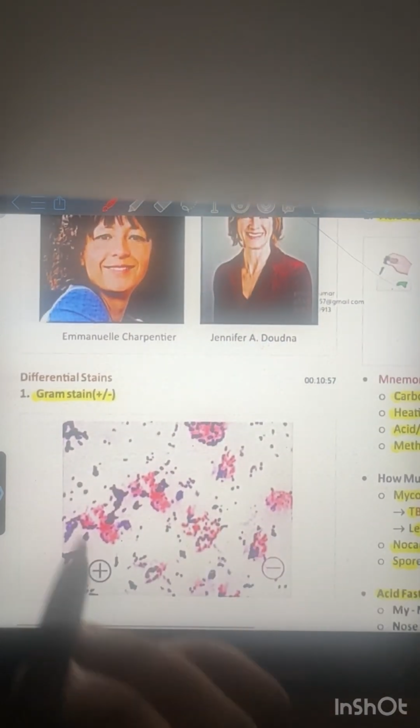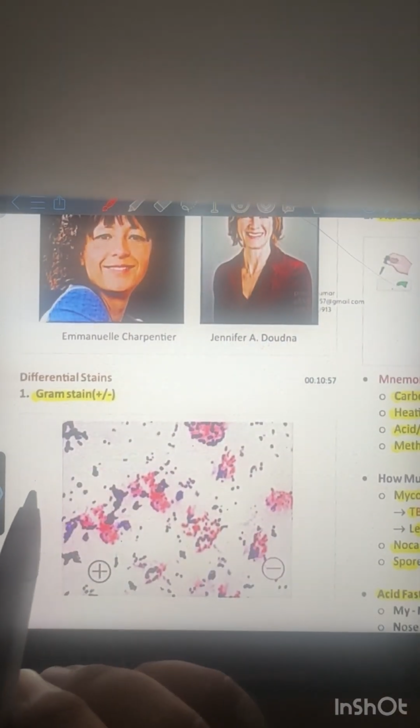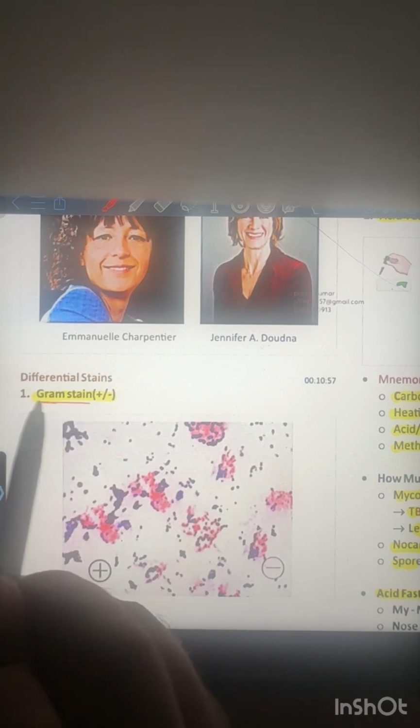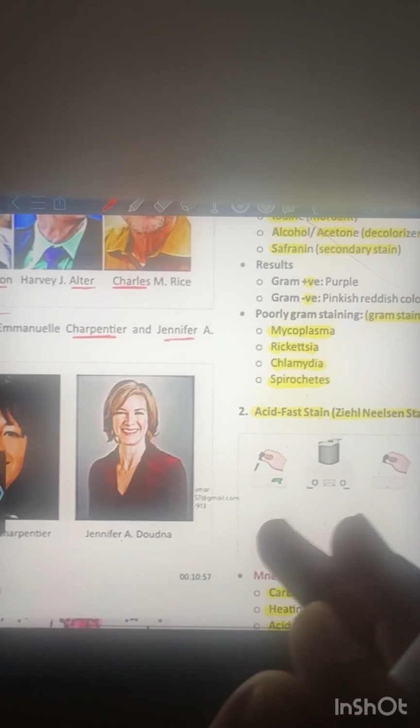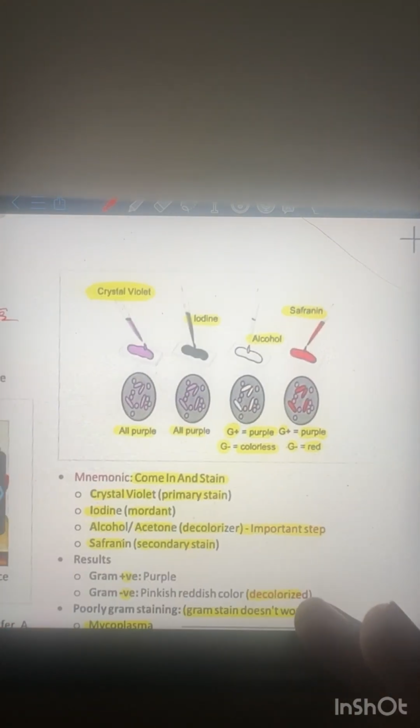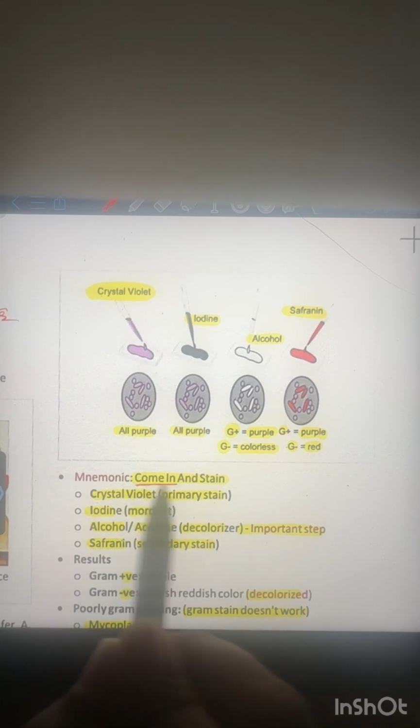First, we'll go on to the basic stains on which they ask you a lot of questions in the exams, and these are the differential stains, and the word itself tells you difference. It's going to tell you a difference between, say, gram positive and gram negative, acid fast or non-acid fast. So some of the other differences will come up. Let us begin with the bread and butter of a microbiologist, which is a gram stain. And we all remember the very, very famous mnemonic for it, which is referred to as come in and stain. So what is CIAS, that is come in and stain?